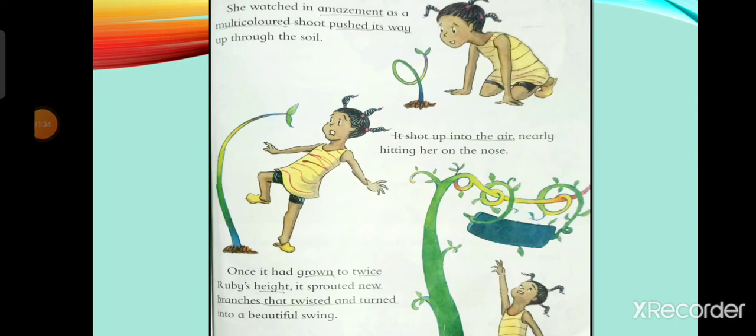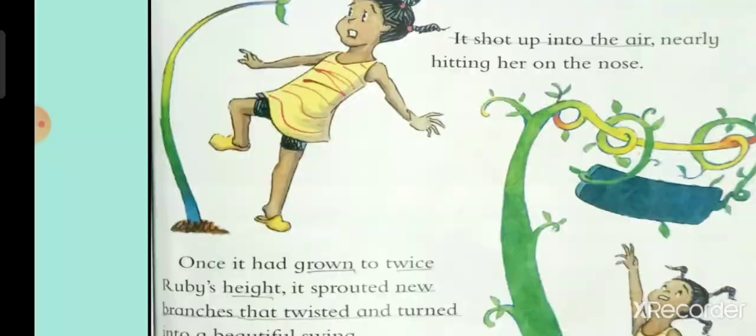Now, come on the next paragraph. It shot up into the air, nearly hitting her on the nose. You can see in the picture she was sitting on the ground and looking at the shoot with curiosity. When the shoot grew a little more by hitting her nose. Look here. Now, come on the third paragraph.